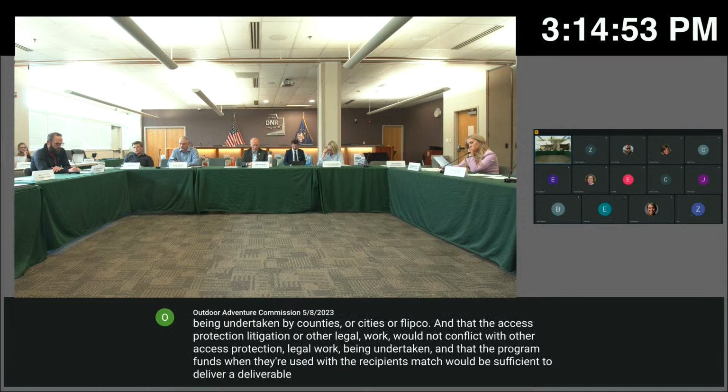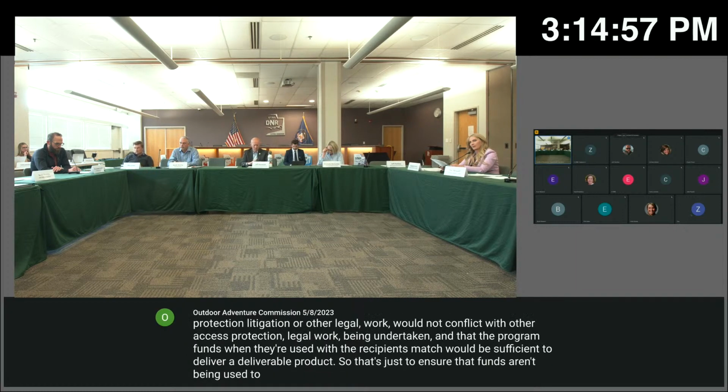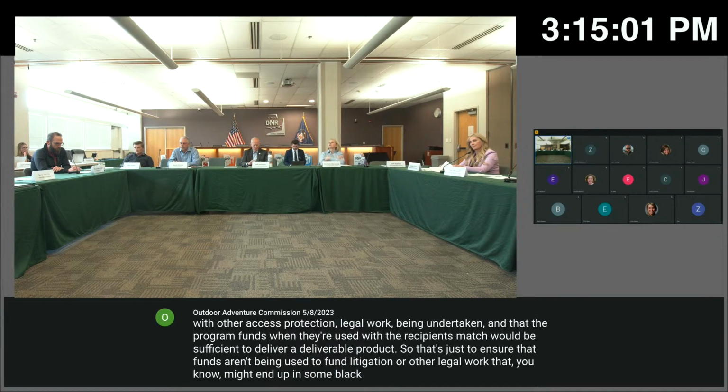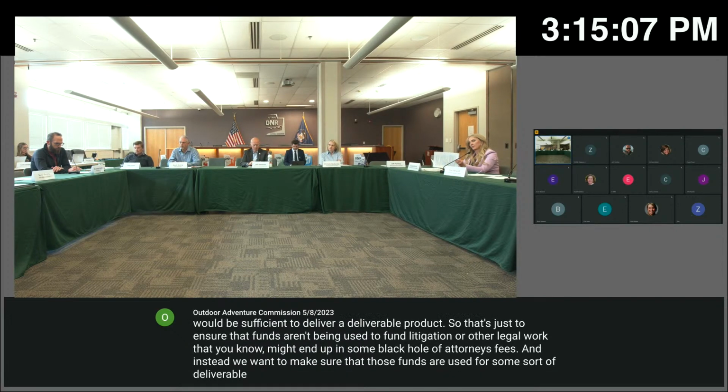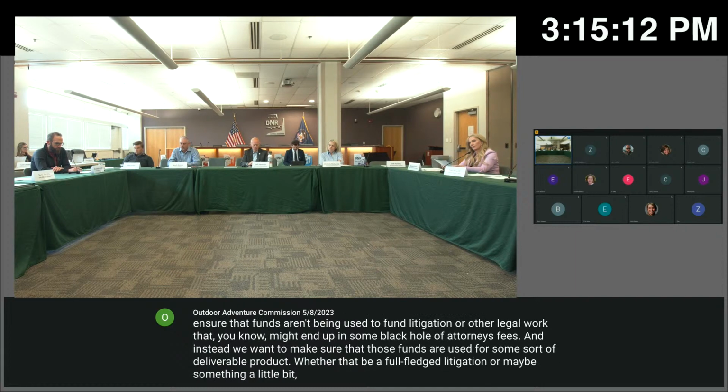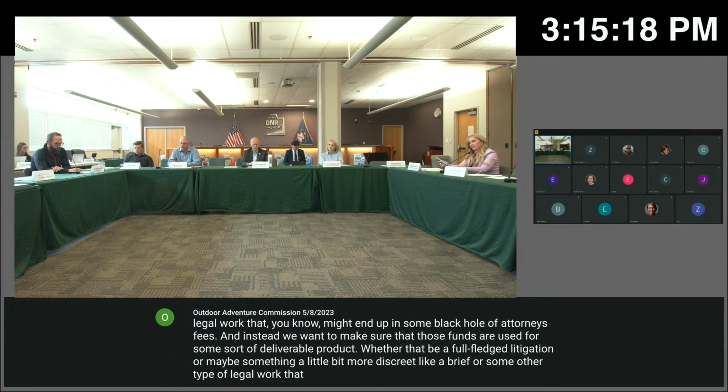So that's just to ensure that funds aren't being used to fund litigation or other legal work that, you know, might end up in some black hole of attorney's fees, and instead we want to make sure that those funds are used for some sort of deliverable product, whether that be a full-fledged litigation or maybe something a little bit more discrete like a brief or some other type of legal work that could advance access protection interests.